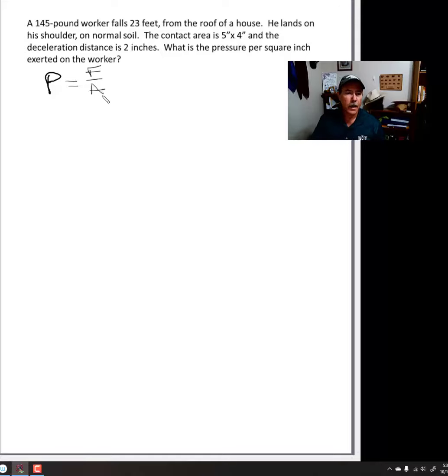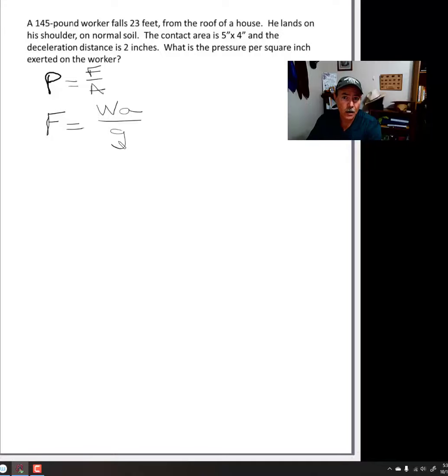So let's take a look at the formula for force. Go ahead and write that down. Force equals W times A divided by G. And the W is the weight of the worker, which we have. Or if you were doing falling objects, it would be the weight of the object, but here it's the weight of the worker. A is the rate of deceleration, which we don't have.